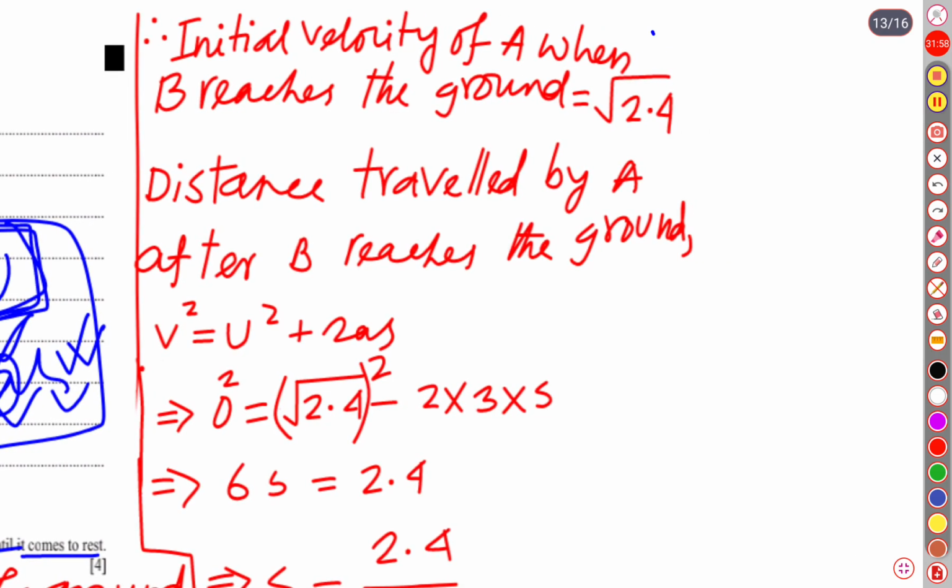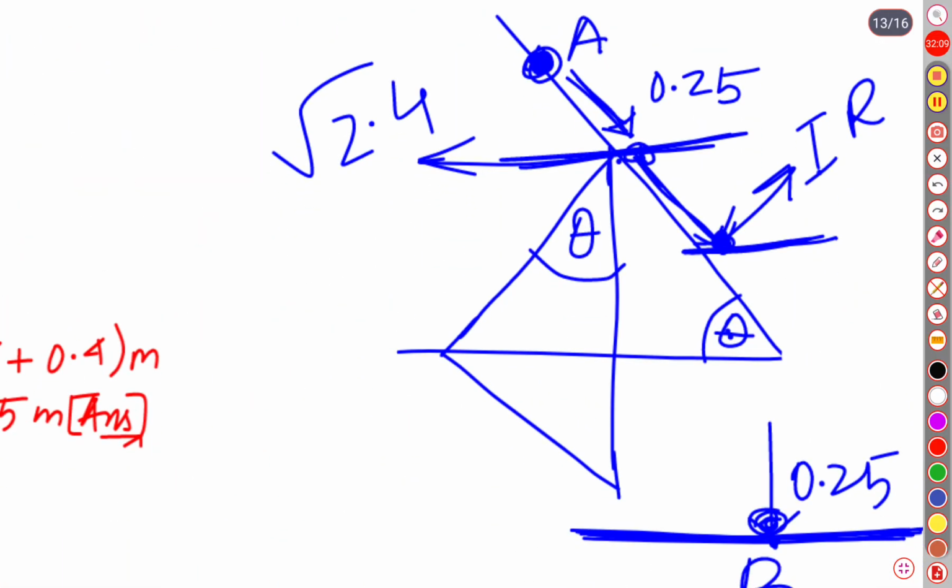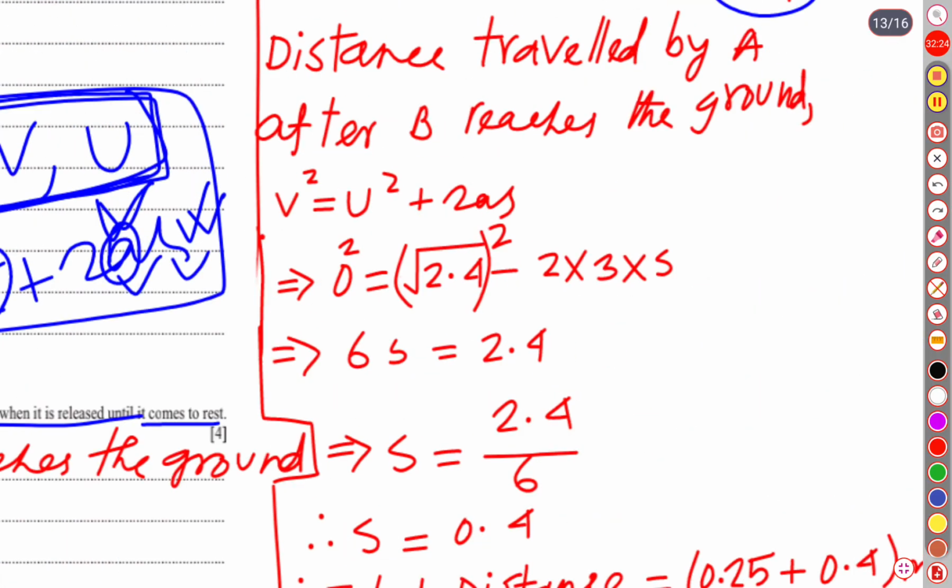The initial velocity of A when B reaches the ground is square root over 2.4. I have already shown this, and I am showing it again for the last time. Look, the final velocity for the first phase is this, and at the same time, for the second phase, this is the initial velocity. So the initial velocity for A is square root over 2.4.